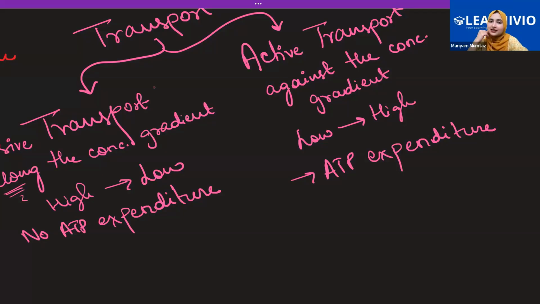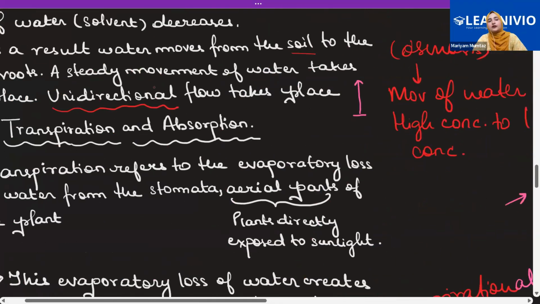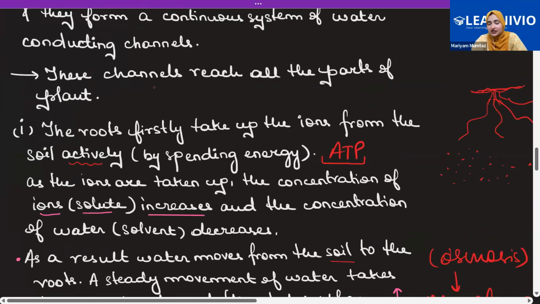So see, the thing is that whenever the solute is high, the solvent is low. And whenever the solvent is high, the solute is low. Okay. And with that being said, we'll come over here. So let us see how the water gets transported by the xylem.